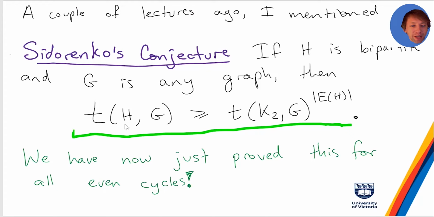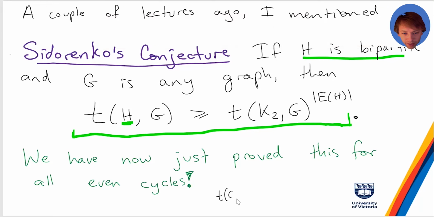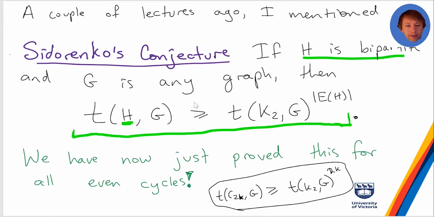The homomorphism density of any bipartite graph H in any graph G is at least the K2 density raised to the power of the number of edges of H, which is exactly what we've been proving for even cycles. What we've proven is that this is at least this, where the number of edges in a 2k-cycle is 2k. And Sidorenko's conjecture, by the way, would be tight if you take a random graph. So for every bipartite graph H, if this is true, it's tight because you can take a random graph. So we've just proven this for cycles.